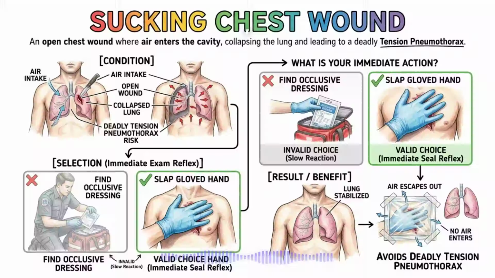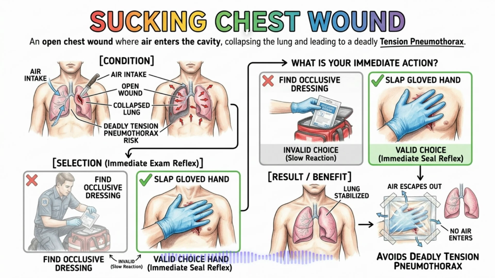Another critical chest injury is a sucking chest wound, which happens when a knife or bullet punctures the chest wall, allowing air to rush into the chest cavity every time the patient takes a breath. This trapped air begins to collapse the lung, leading to a deadly condition called a tension pneumothorax.